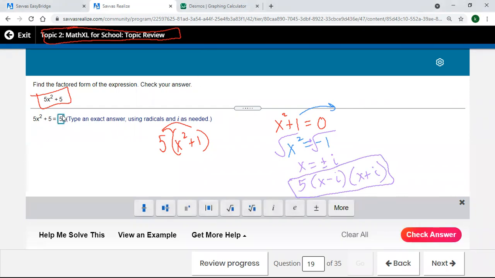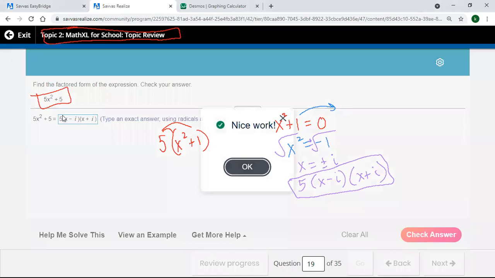The common factor of 5, and because of the -1 and +1, we had x minus i and x plus i. And I think that ought to do the trick. So hopefully that helps you.